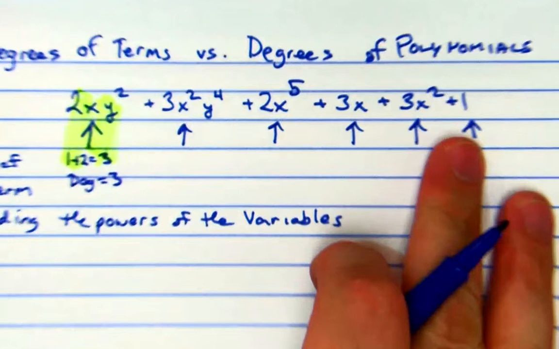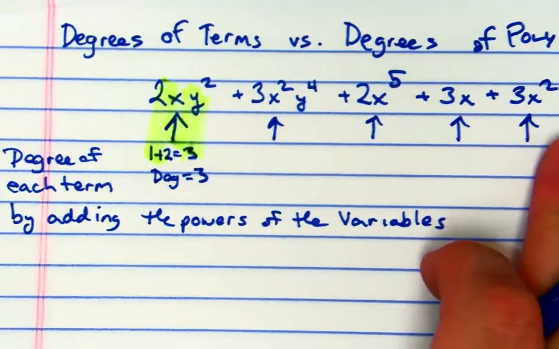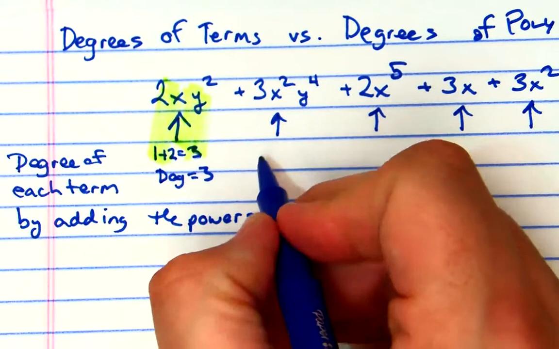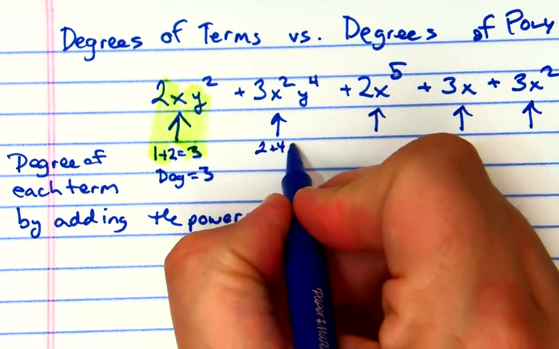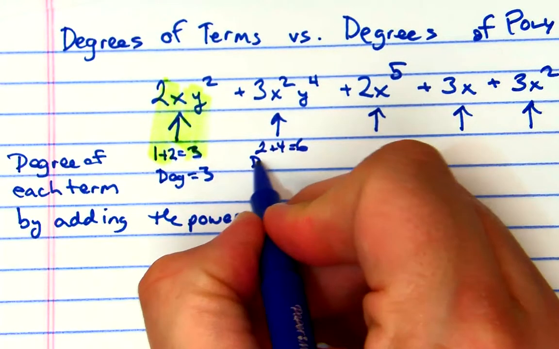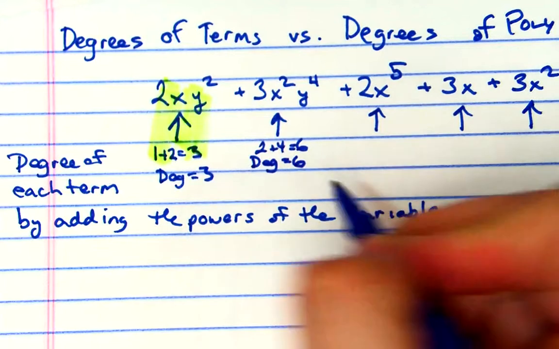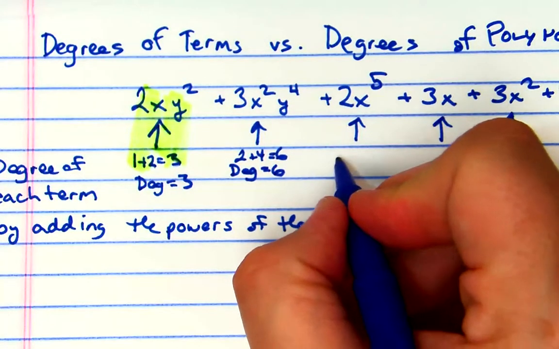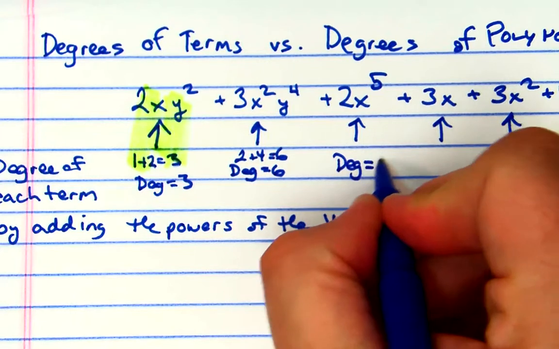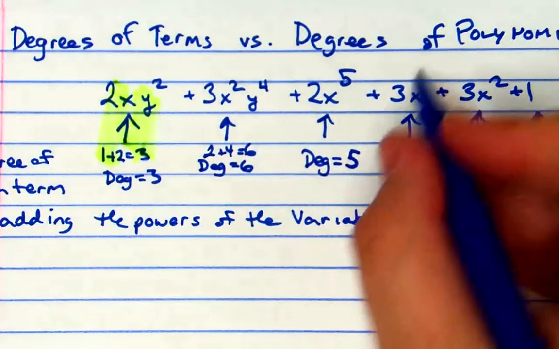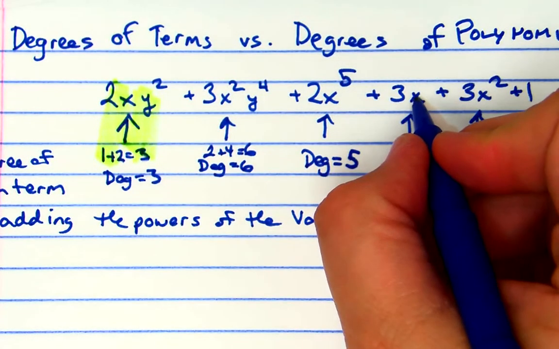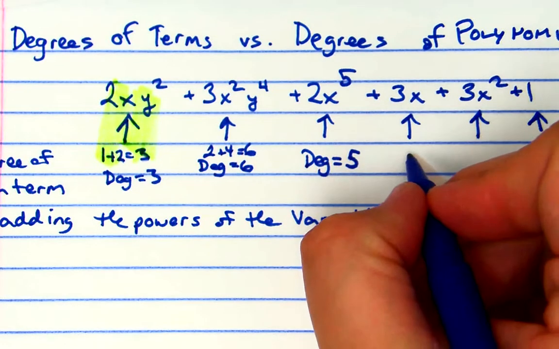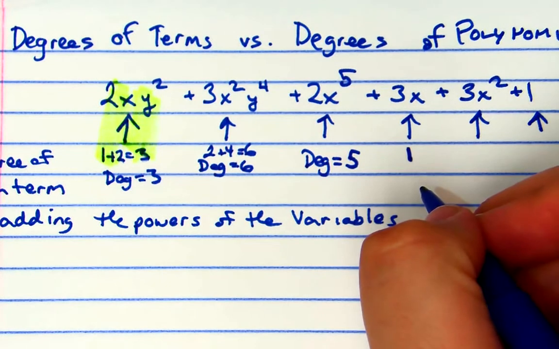Let me zoom in just a little bit here. Now here, I have powers of 2 and 4. So I'll say 2 plus 4 is equal to 6. So my degree is equal to 6. This term has only 1 power, so the degree is equal to 5. This has only 1 power, and since we don't see a number there, the power is really just a 1, so I get a power of 1.